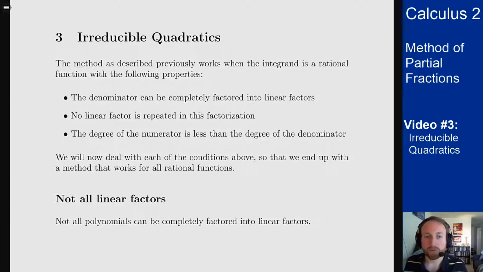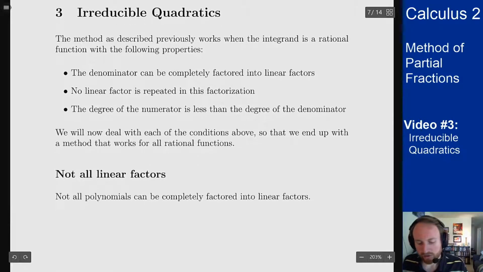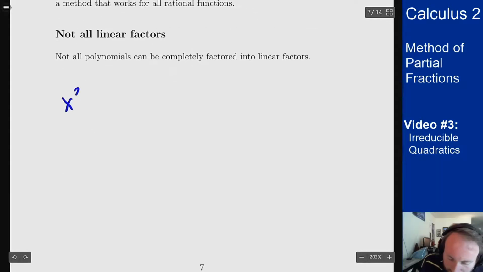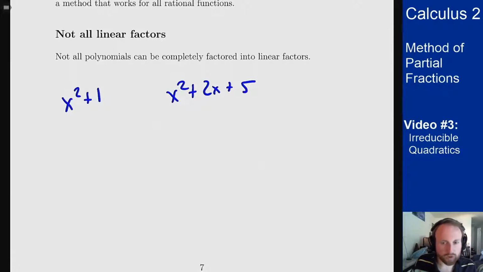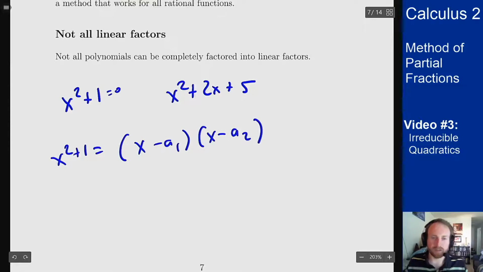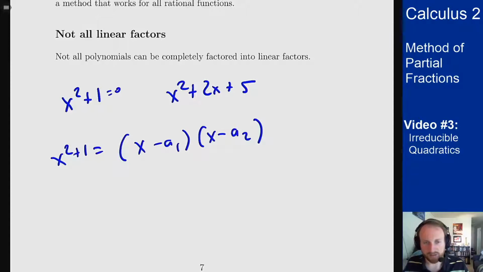What we're going to do is now go through each of these conditions and figure out if it doesn't happen, how do I fix the problem? The first one we're going to look at is not all linear factors. Not all polynomials can be factored completely into linear factors. The things you want to think about here are polynomials like x squared plus 1, or x squared plus 2x plus 5. There's no real numbers such that x squared plus 1 equals 0, which means there's no way I can write x squared plus 1 as x minus a1, x minus a2 for linear factors like that, because it doesn't factor. It's irreducible because it doesn't have any actual roots.